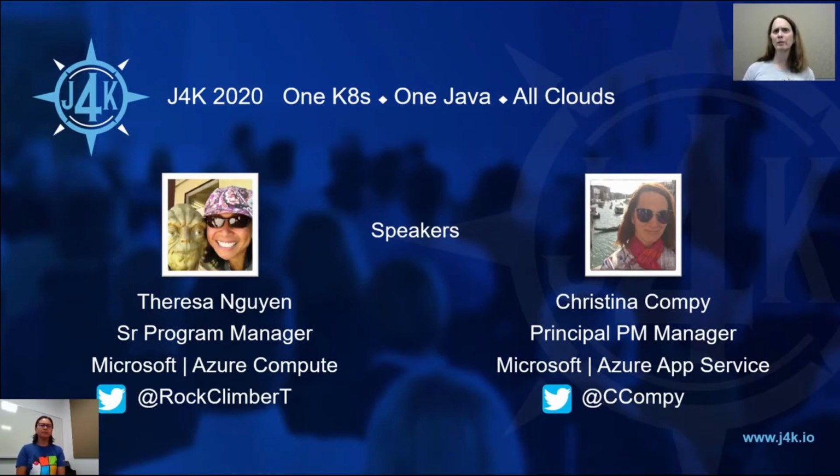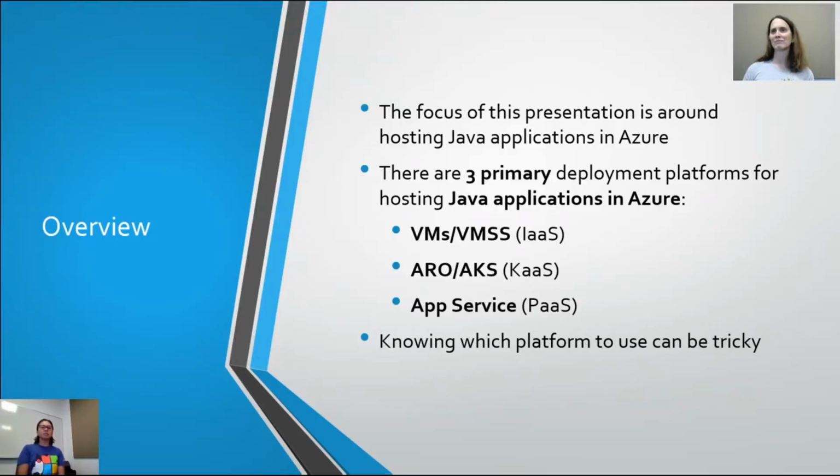So what are we going to talk about today? Okay, let's dive right in. We're going to take a look at this presentation about how to host Java applications in the cloud. In this particular instance, we're going to take a look at Azure. So we're going to break it down to three major categories here. You have IaaS, which is Infrastructure as a Service. There's two products here called VMs and VMSS, which stands for Virtual Machine Scale Set. The next one will go to Kubernetes as a Service. There's two services in here as well: ARO, which is Azure Red Hat OpenShift, and AKS, which is the Azure Kubernetes Service. And last but not least, we have Azure App Service.